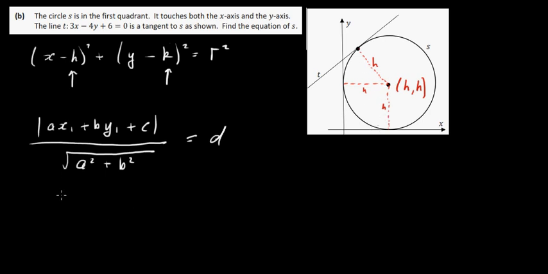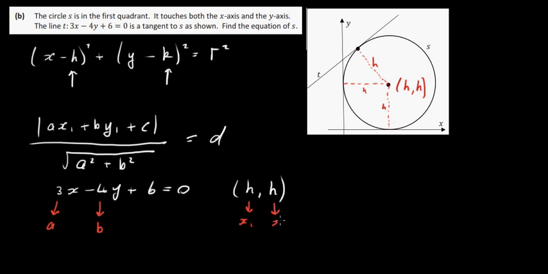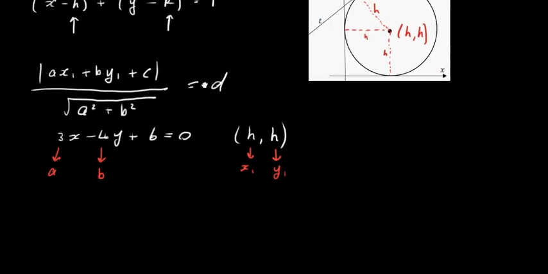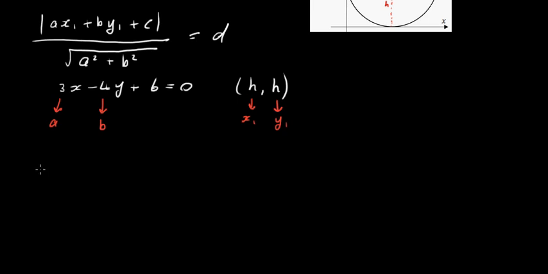So our particular line is 3x minus 4y plus 6 is equal to 0, and the point we're going to be looking at is h. So just to write in the different letters, this is going to be a, our minus 4 is going to be b, this is going to be x1, and this is going to be y1. So let's just put all these into our formula.